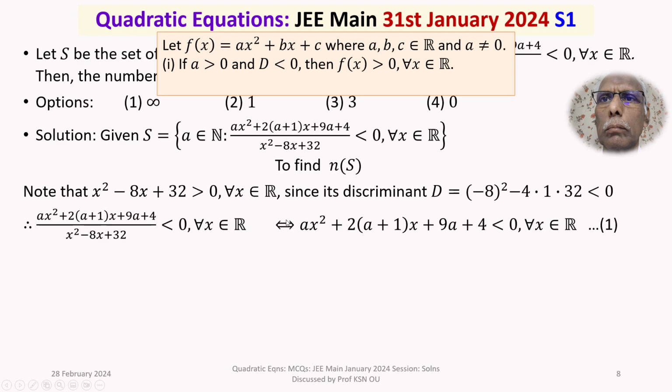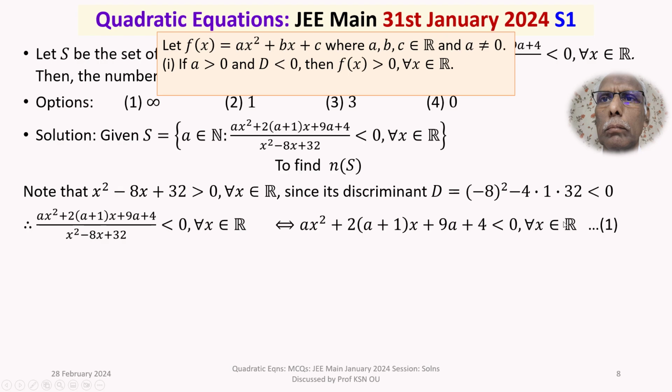Multiply if and only if ax square plus 2 into a plus 1 into x plus 9a plus 4 less than 0 for all x belongs to R, which is, let's call this inequality as number 1 inequality. Agreed. Now when this will be true? This is again a quadratic expression, because x square is there, quadratic expression.